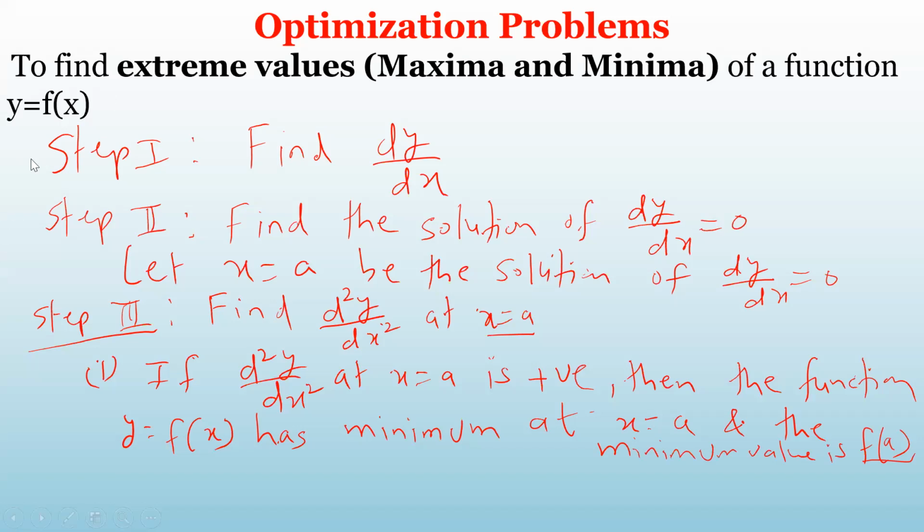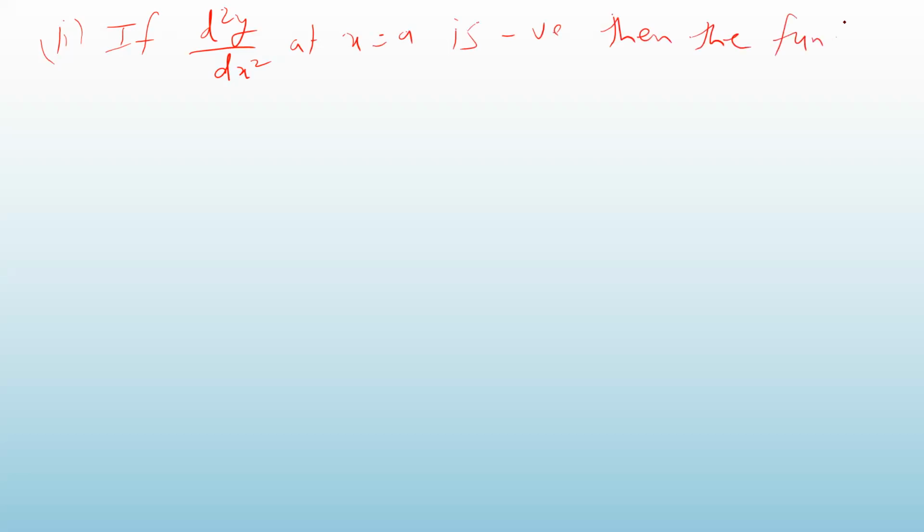Now, if the second order derivative at x equal to a is negative, third step: if the second order derivative of y at the point x is equal to a is negative, then the function y equal to f(x) has a maximum value at x is equal to a.